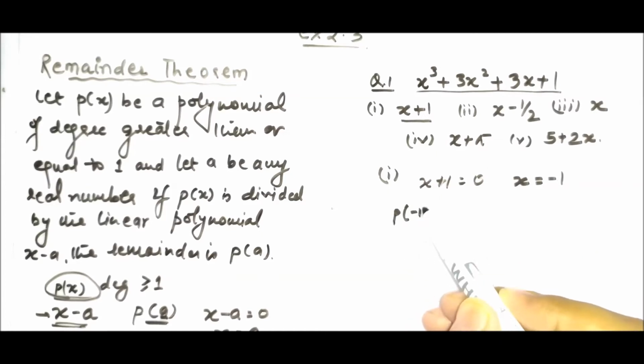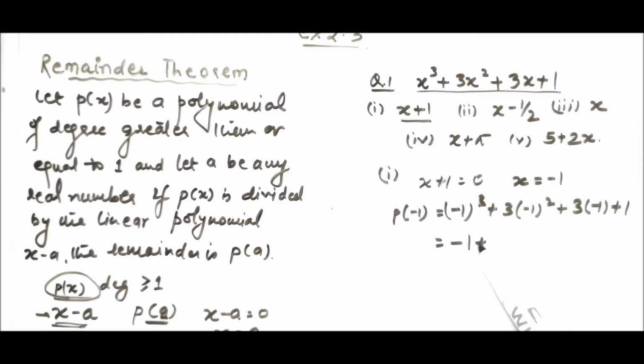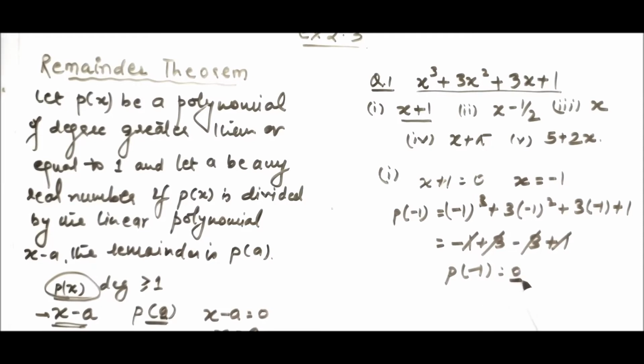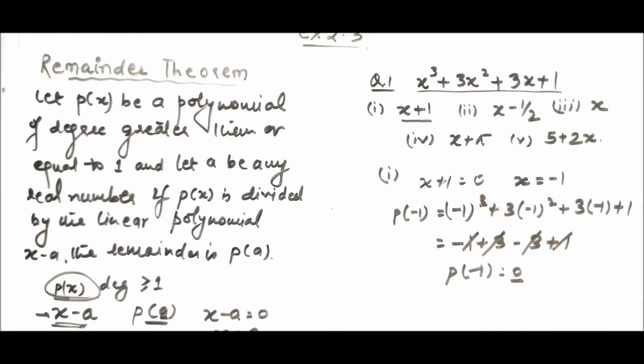So p(minus 1) will be equal to (minus 1) cube plus 3 into (minus 1) square plus 3 into (minus 1) plus 1. Let us solve this. Minus 1 cube is minus 1, minus 1 square will be 1 and it is plus 3. This will be minus 3 and this will be plus 1. So plus 3 minus 3 cancels, minus 1 plus 1 cancels. So we'll get p(minus 1) is equal to 0. And this 0 will be the remainder of this polynomial when you divide it by x plus 1. I hope you understood what the remainder theorem is and how we will use this.